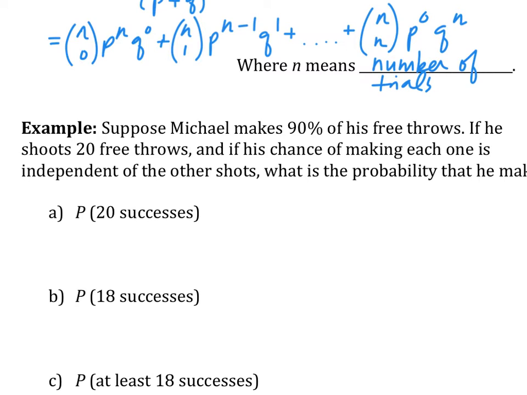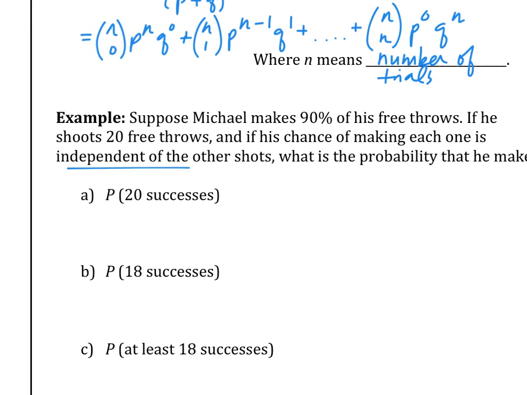All right, so let's look at a question where we can actually use this. Suppose that Michael makes 90% of his free throws. That's really good. If he shoots 20 free throws and his chance of making each one is independent of the other shots, meaning he's not throwing one in and then saying, oh my gosh, I didn't get it in, and now I'm not sure if I can get the next one in. He's still making 90% of his free throws every time.